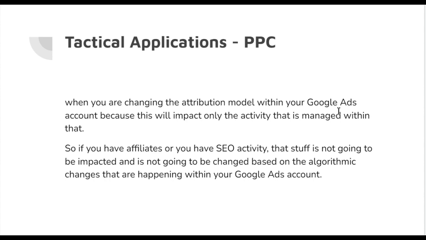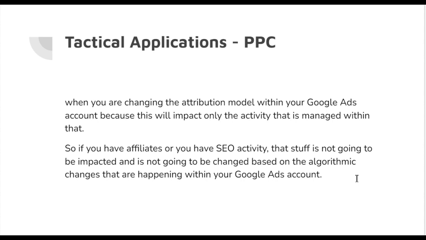So when you are changing the attribution model, let's say in your Google Ads account, this will only impact the activity that is managed within that. So if you have affiliates or you have other SEO activity, that stuff is not going to be impacted, and it is not going to be changed based on the algorithmic changes that are happening within your Google Ads account. So when you change your attribution model in, let's say, the AdWords dashboard, your analytics repopulates with the updated data, right? Because you have changed your attribution model, and it gives you a new perspective by reassigning the weight to different touch points along the customer's journey.